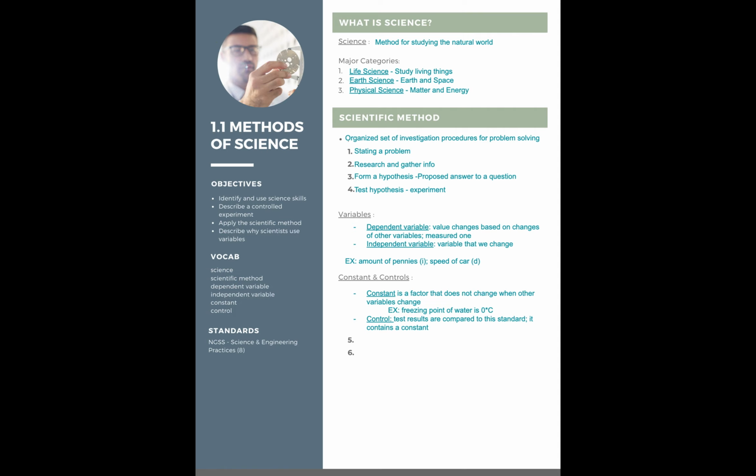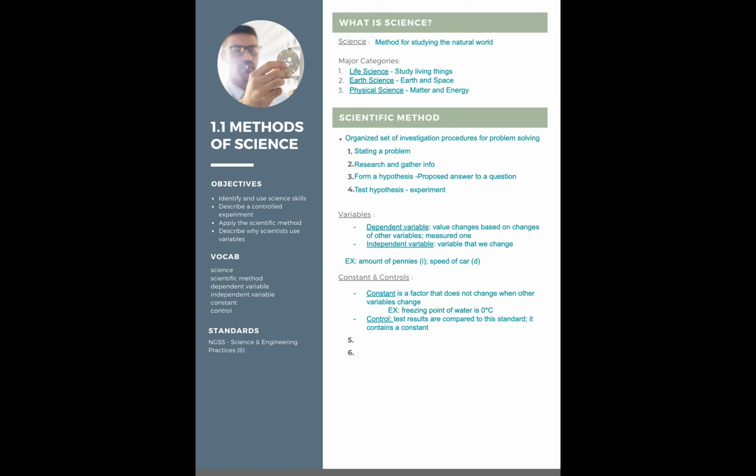Okay, a control is a test result that is compared. It's the standard, and so it's going to contain a constant. Okay, so if we look back at the pennies experiment, this would be a car with no pennies. So that would be our baseline, and then our experimental would be all of the cars with added pennies.